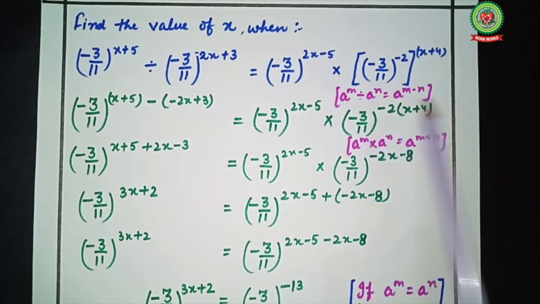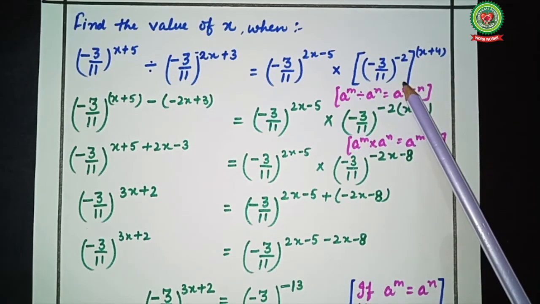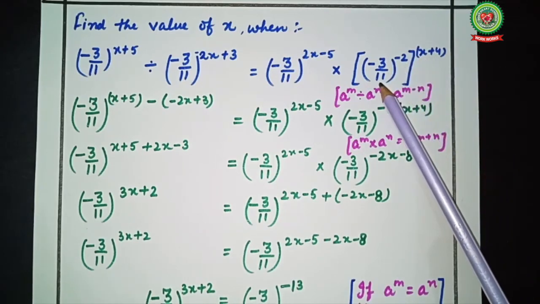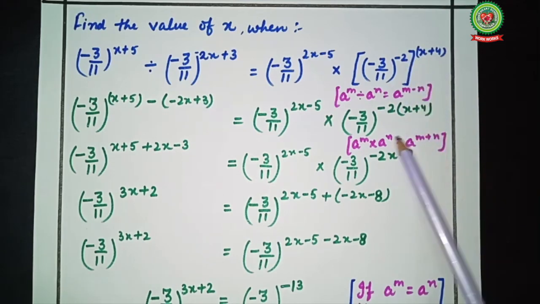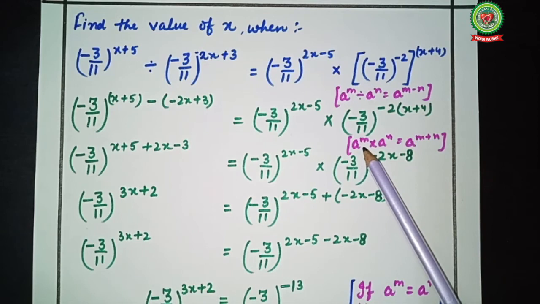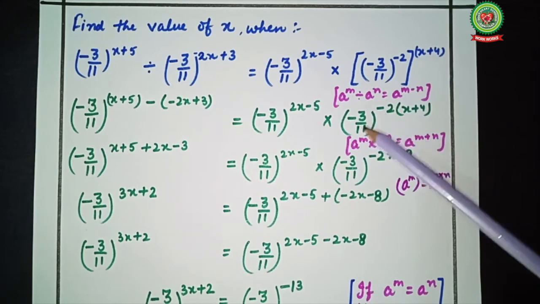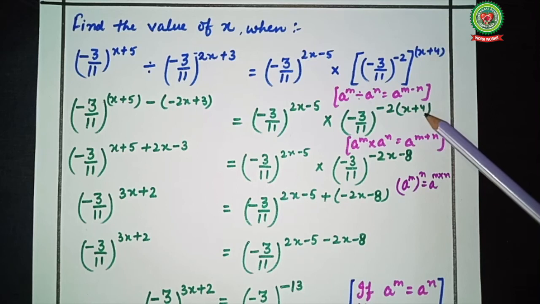Before applying this law, you can see that, students, here we have two brackets, right? The big bracket and the round bracket. So we will solve this first. How can we solve it? We can solve it by applying this rule, that is (a^m)^n is equal to a^(m into n). So we will apply this rule here. So we will write (-3/11)^(-2 into (x+4)), right?